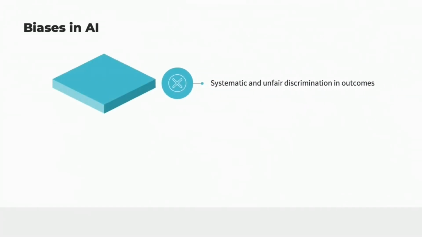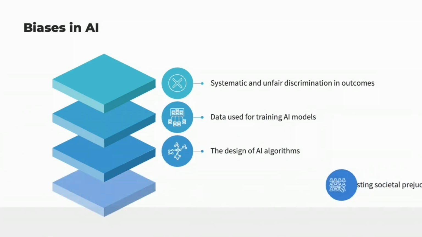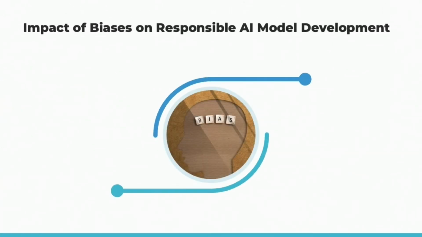So let's dig a little bit deeper into biases in AI. Bias in AI refers to systematic and unfair discrimination in the outcomes of AI systems. These biases often stem from data used to train AI models, the design of algorithms, or the societal prejudices that exist in the developer's environment. Examples include racial bias in facial recognition software and gender bias in job recommendation algorithms. The consequences of these biases can be far-reaching, affecting everything from individual opportunities to societal inequalities.